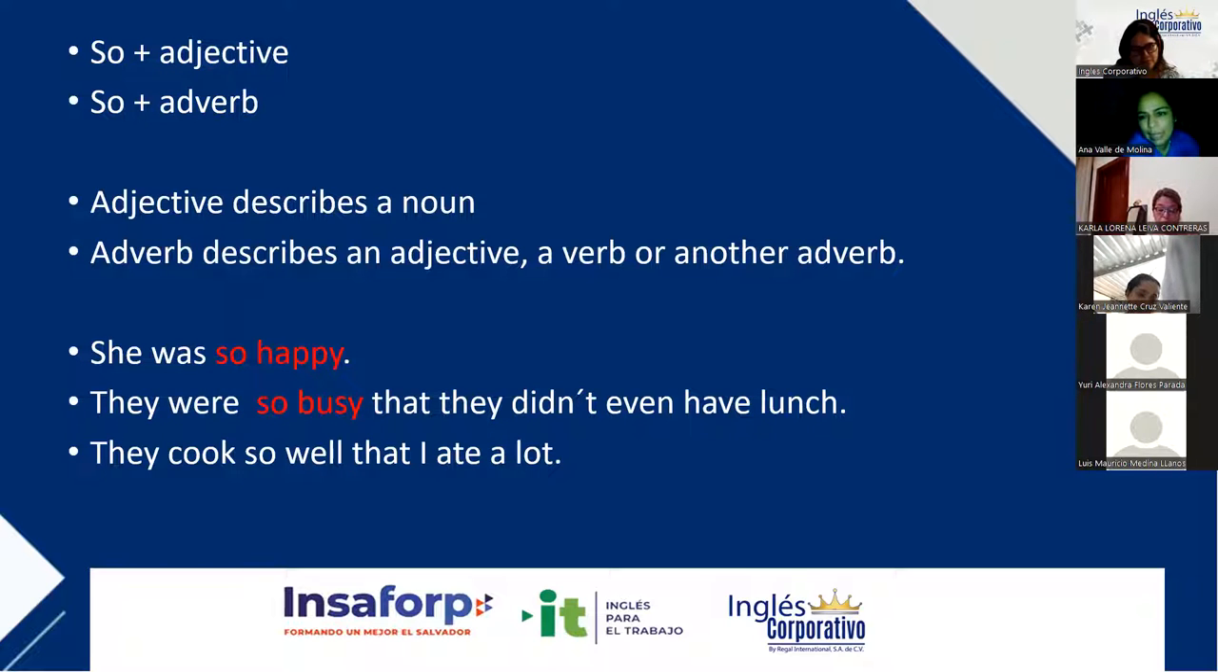We can use that expression, the emphasis that you are explaining to us, in past or in present. It doesn't matter the time. For example, if you say "she was", "he was", if you notice, here I have used past, and here I'm using present. For example, if you say "they are singing so beautifully", you can use present continuous, simple past, anything.